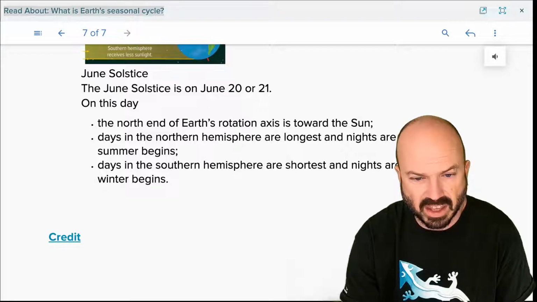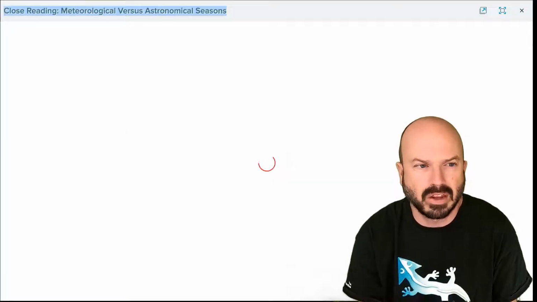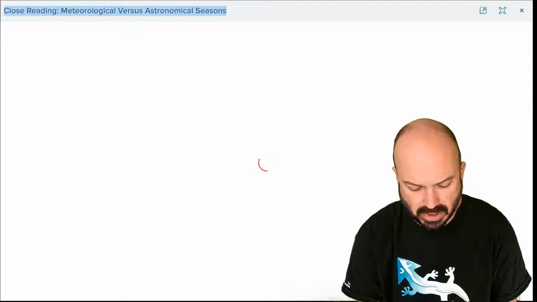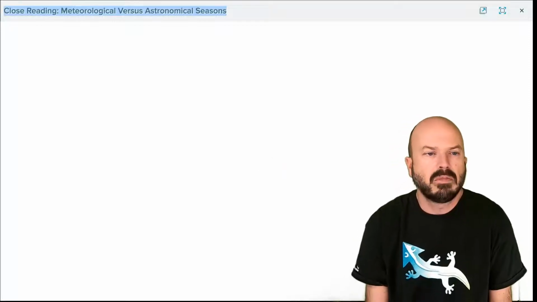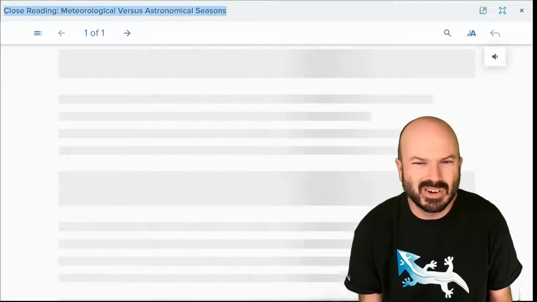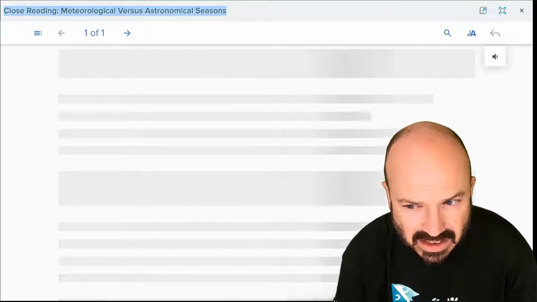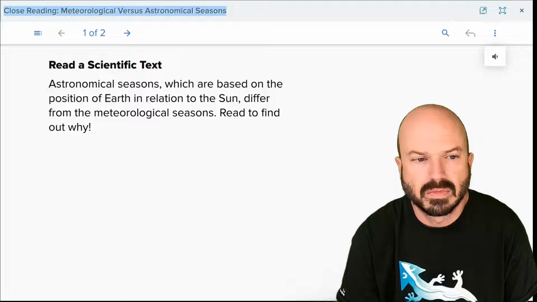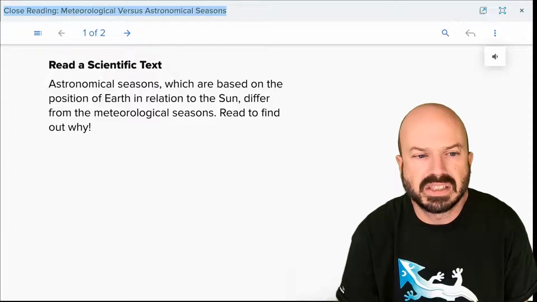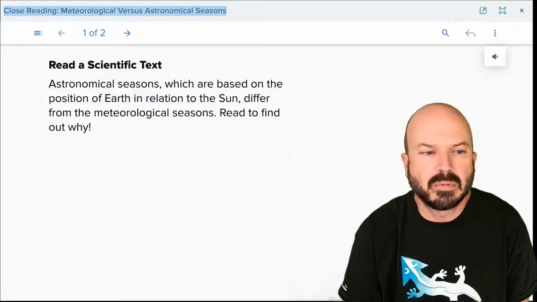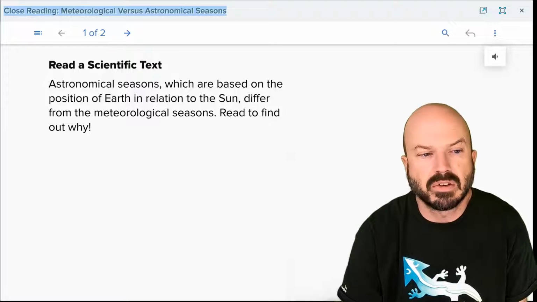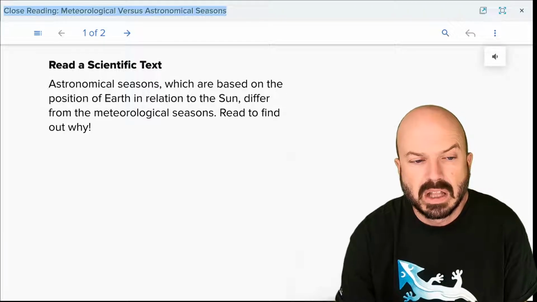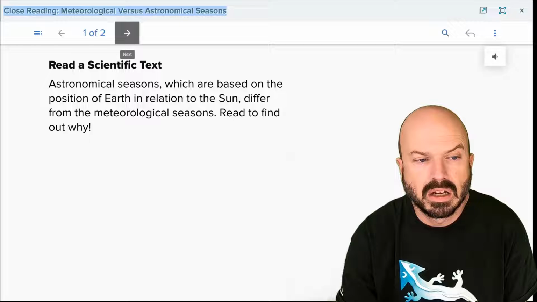Okay, one more thing. Let's go on to a little 3D... Oh, I'm sorry, a little close reading, actually. Meteorological versus astronomical seasons. So, astronomical seasons, which are based on the position of Earth in relation to the sun, differ from the meteorological seasons. Let's read to find out why.